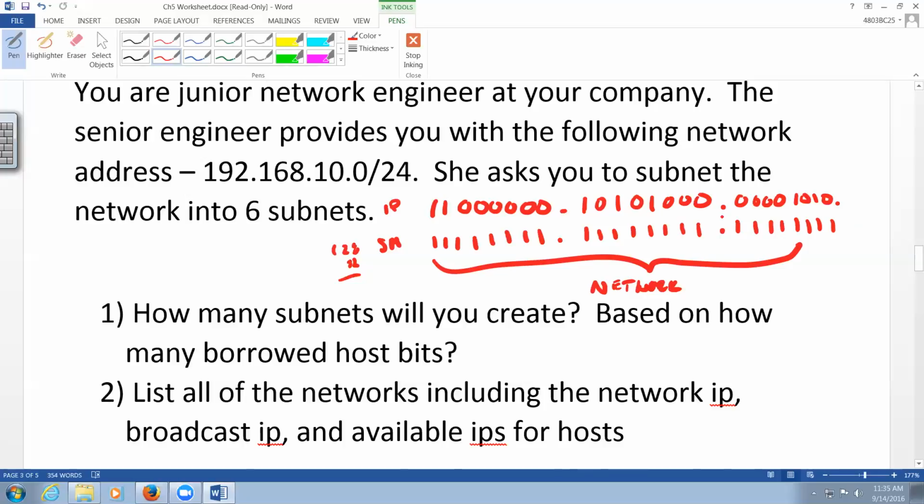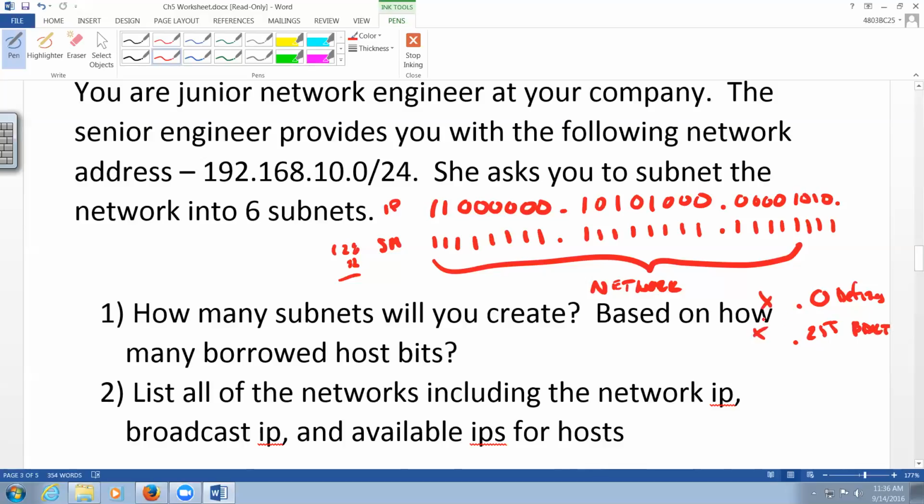We start with 0, we can go up to what? 0 to 255, right? So 0 is always going to be what defines your network. So you can't use this one. And then 255 is always going to be your broadcast. You can't use that one either.